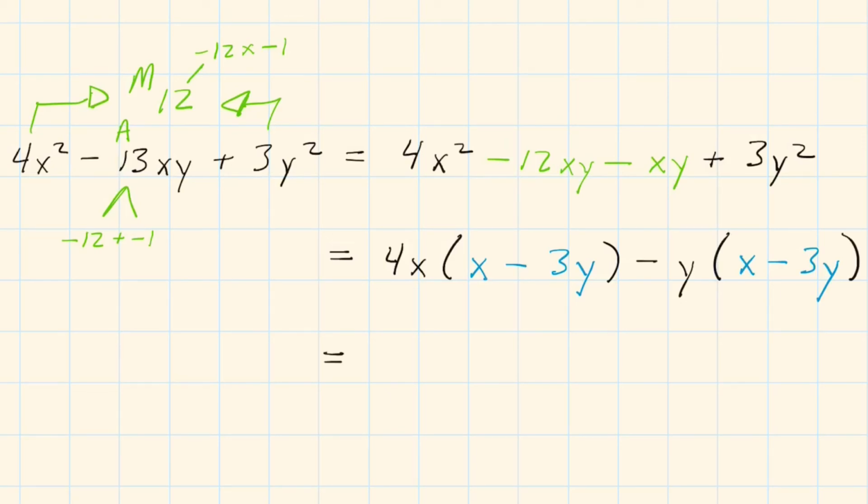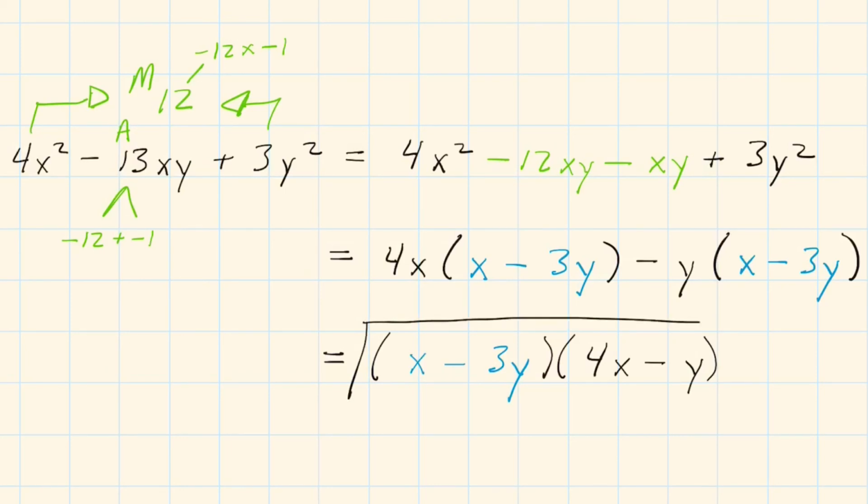So now the common binomial factor is x minus 3y. I write that in front. And what's left is 4x minus y. And this is factored. Remember, you can always check this by expanding it and making sure you get what we started with.